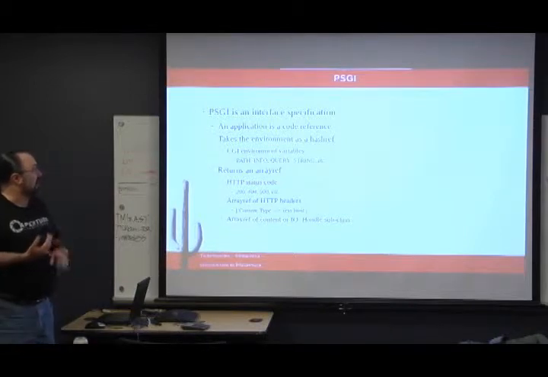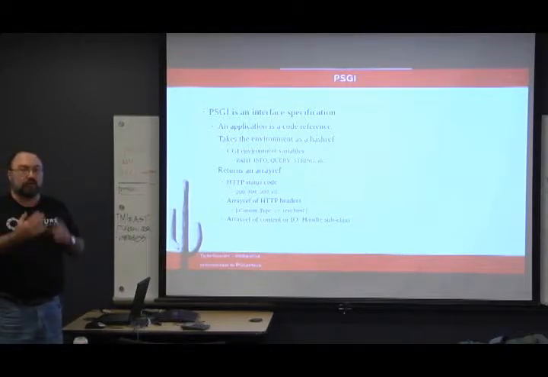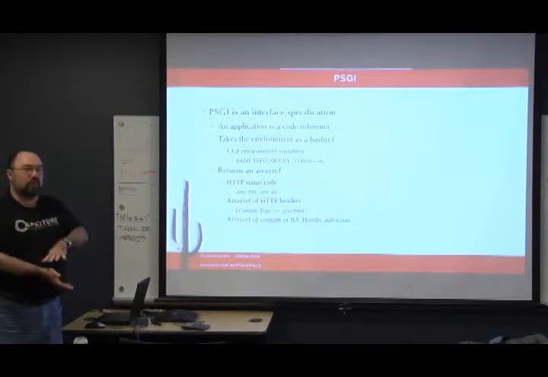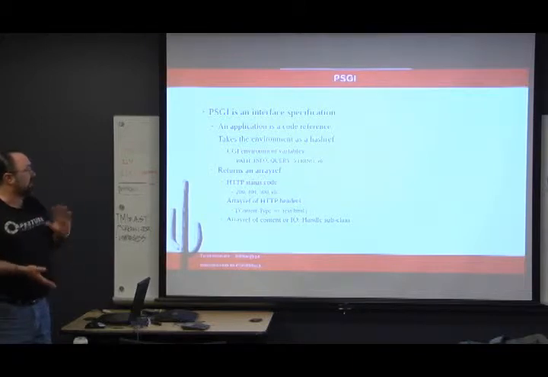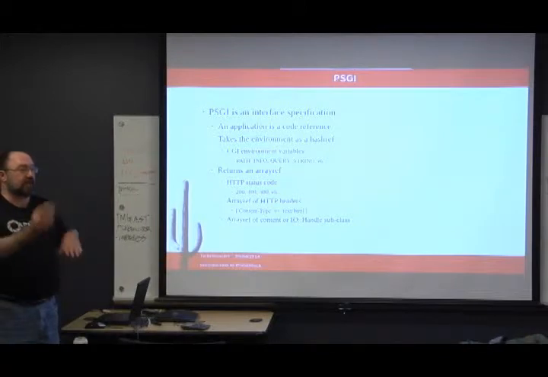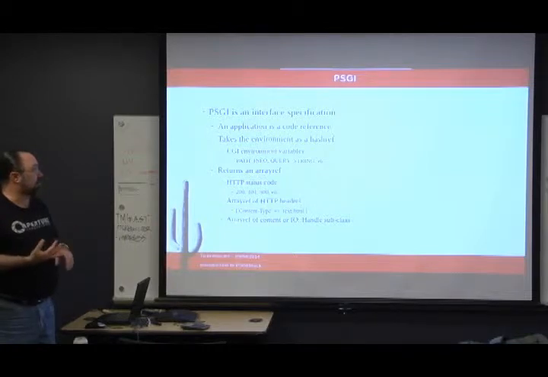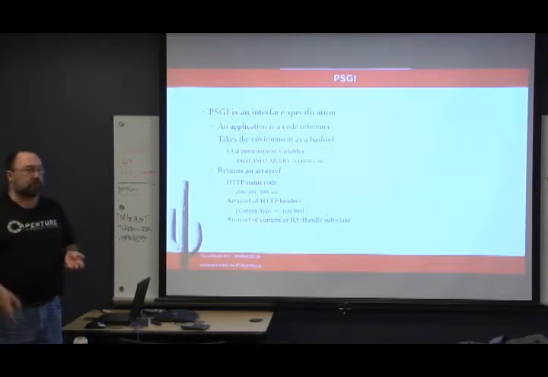So basically, a PSGI application is just a code reference. Literally, if you've got a piece of code that returns a code reference, that's the first piece that you need. It takes the environment as a parameter. So in other words, your application needs to accept one parameter, which is a hash ref, which basically is your web server environment. So your typical CGI environment variables like path info, query string, that sort of thing.